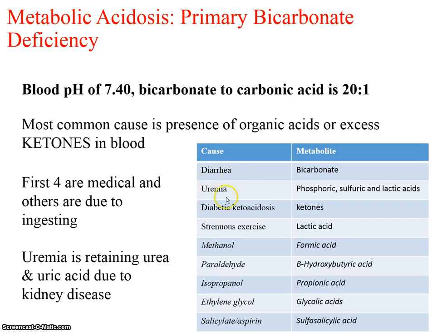All right, uremia, so problems with the kidneys. Again, diabetic ketoacidosis, as I mentioned up here. Strenuous exercise can lead to it, but this is usually transient. These ones can be more serious. If they're transient, you probably recover, but if they're not, then we do have a problem. The first 4 of these are considered medical. Others are due to something you've ingested, a toxin. Uremia is retaining urea, just explaining what that word means, and uric acid due to kidney disease. So kidney disease can clearly lead to metabolic acidosis.